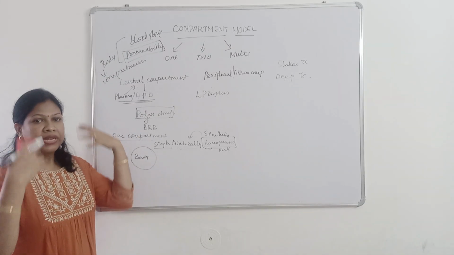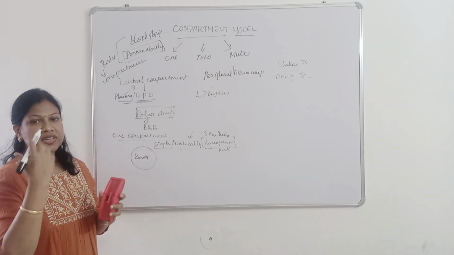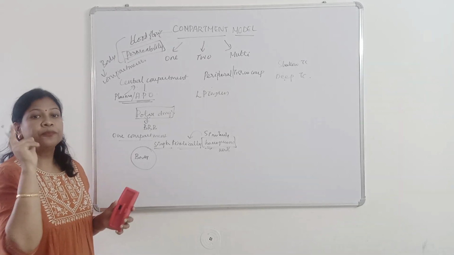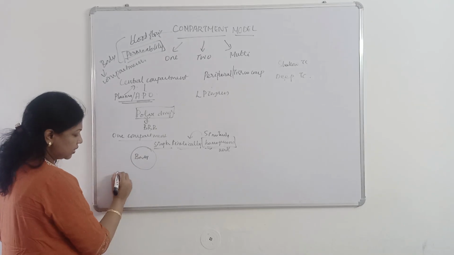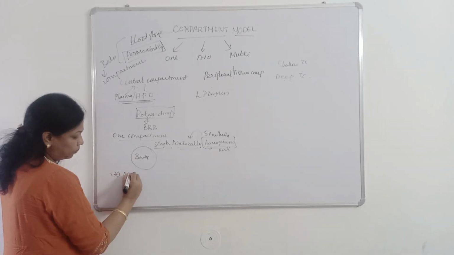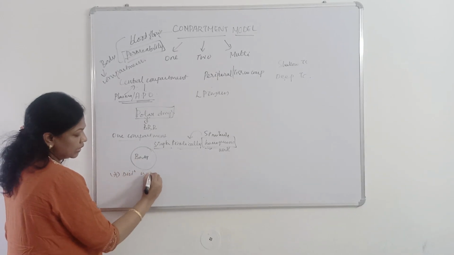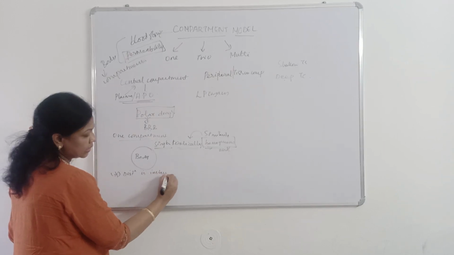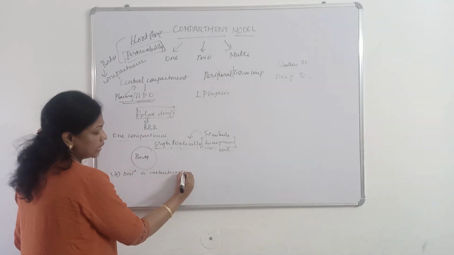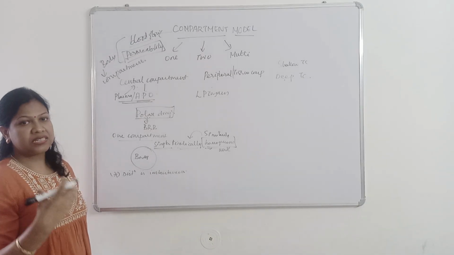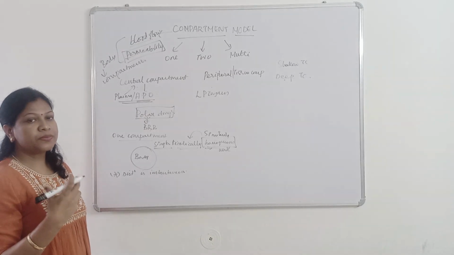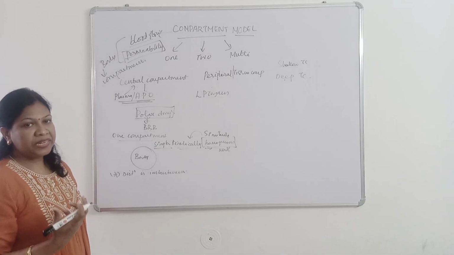पूरे body को एक ही compartment मान रहे हैं. That is, we are considering whole body into a one compartment. While the assumptions of this one compartment model are distribution is instantaneous. What does it mean? Instantaneous का मतलब क्या होता है? Immediate, fast, rapid. So instantaneous मतलब तुरंत, immediately.